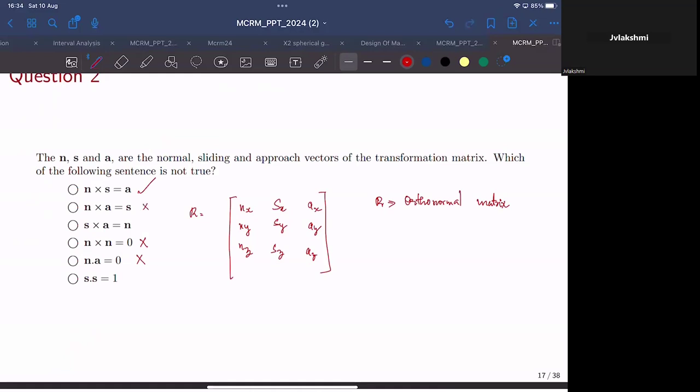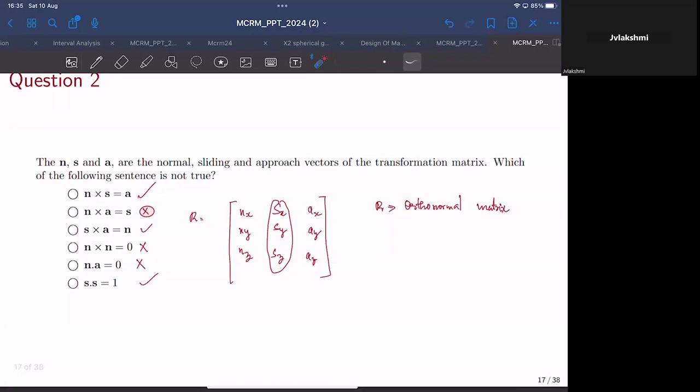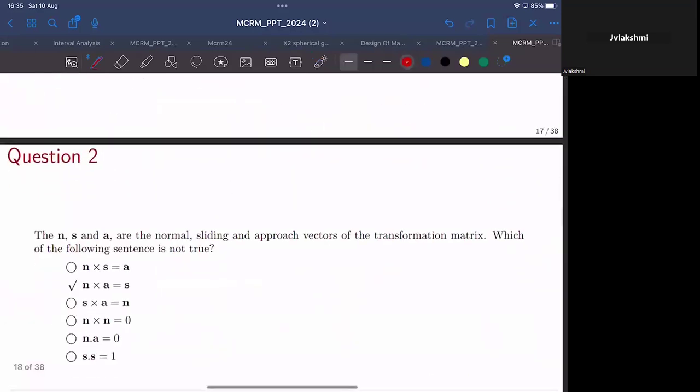This is also false. So we have considered the sign also, sir. Yes, that is also false. And S cross A is N. That is true. And S dot S is 1. That is also true. So I think there are two wrong answers. These two are wrong, I think. Do you agree with that? Or, sorry, we have three wrong answers, I think. This, and this. Right? Okay, so we'll check the answer, I think.